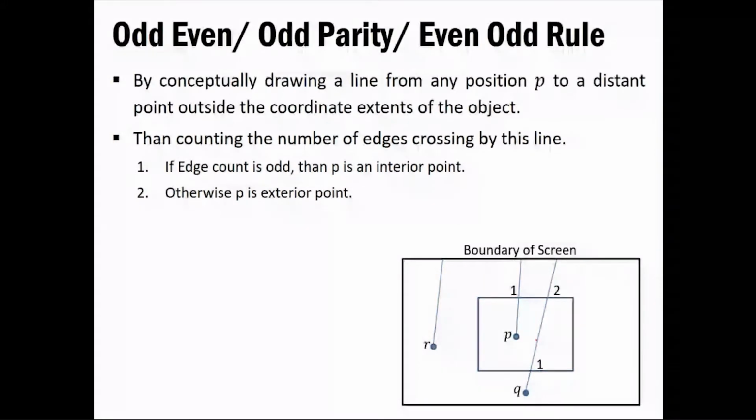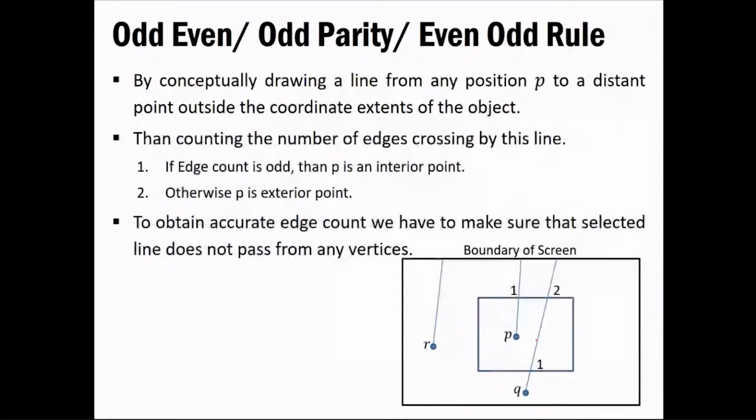Okay, so this is the very first thing that we have seen. Now, to obtain the accurate edge count, we have to make sure that the selected line does not pass through any vertices, because otherwise it would give you a wrong answer. So you need to check where the end point of that particular object or of the screen is. If this boundary is known to you, then only it would give you the correct result. Another thing that we have is the non-zero winding rule.